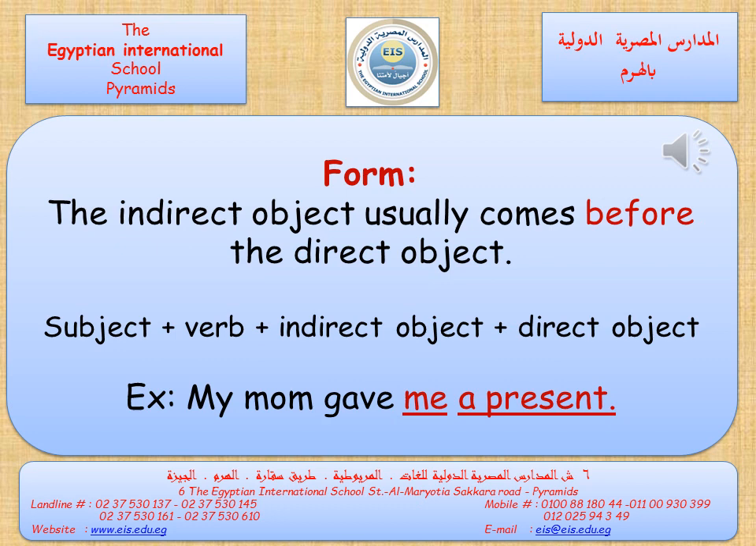Let's see the form now. The indirect object usually comes before the direct object. Again, the indirect object usually comes before the direct object. Usually, not always. Remember that the direct object may come before the indirect object. Now, look at this form now. We have subject, and after the subject we have the verb. We put the verb and then the indirect object.